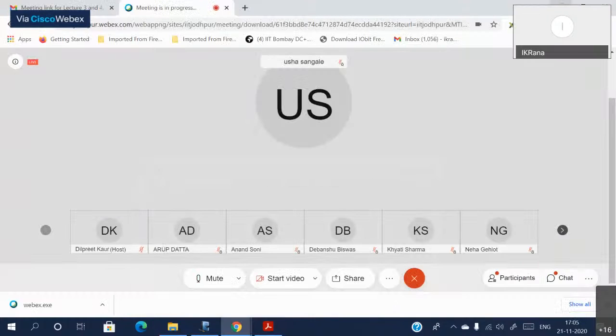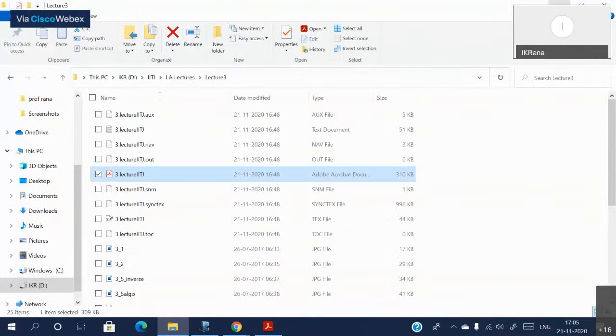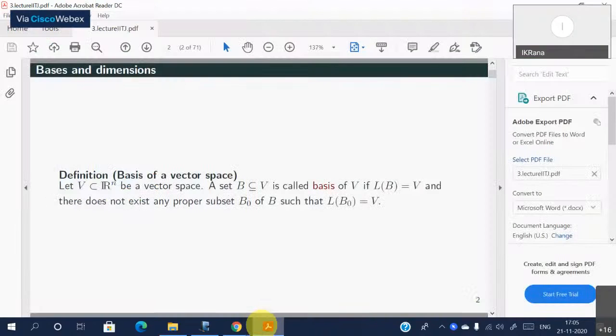So a minimal set of generators, you can call it as a basis. The minimal generators means the linear span of those vectors will give every vector. So this is the notation we use for that.